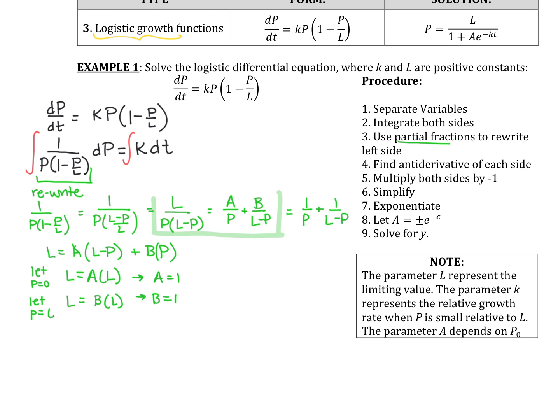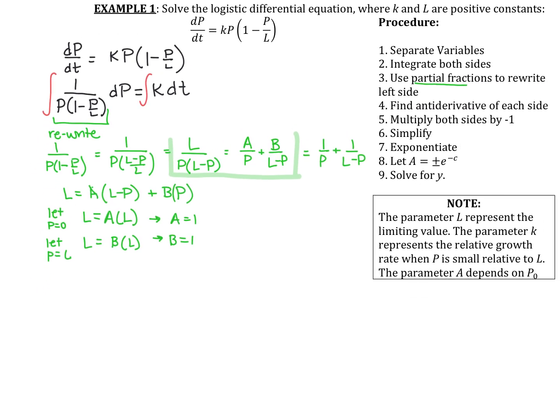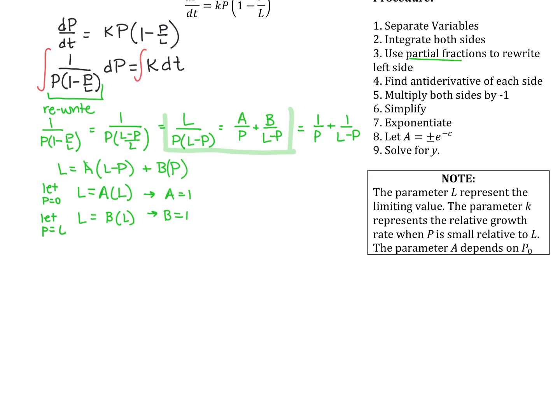Okay. Yes, this seems like a lot, but what I'm going to be able to do now is take this expression that we said we want to integrate, and I'm going to rewrite it. So I'm going to replace that green portion that we said we were going to rewrite. I'm going to rewrite that as 1 over P plus 1 over L minus P dP equals K dt. And now I can actually integrate, because I wouldn't be able to integrate that before.